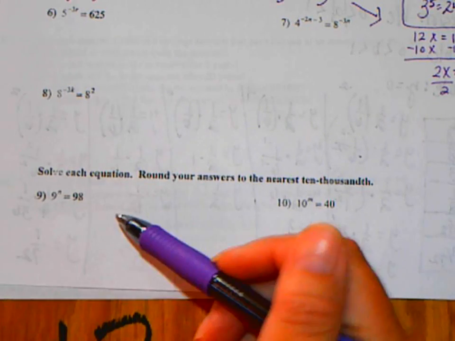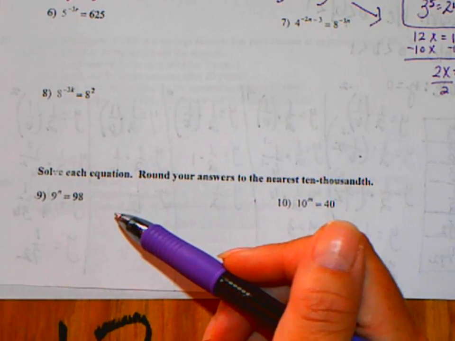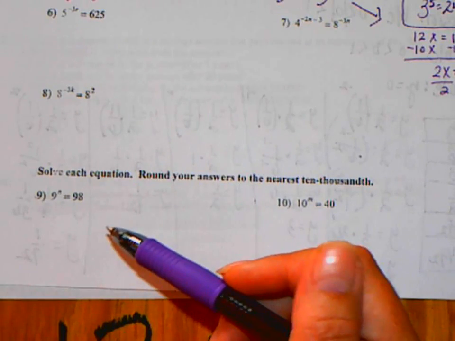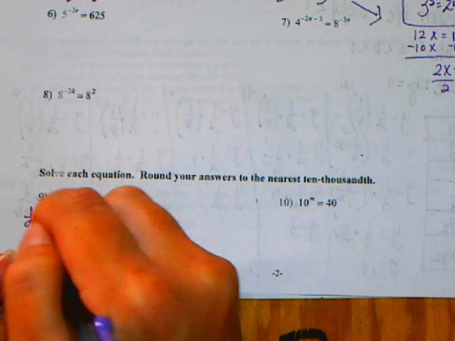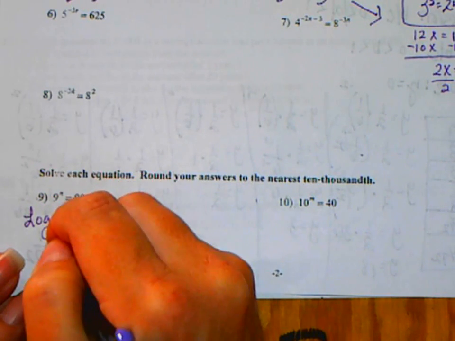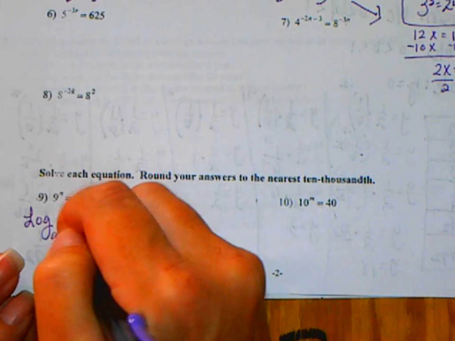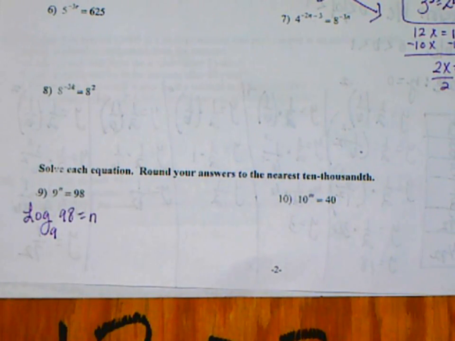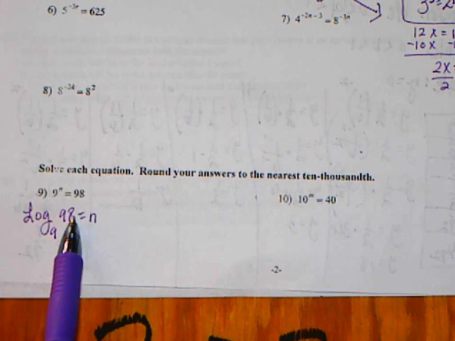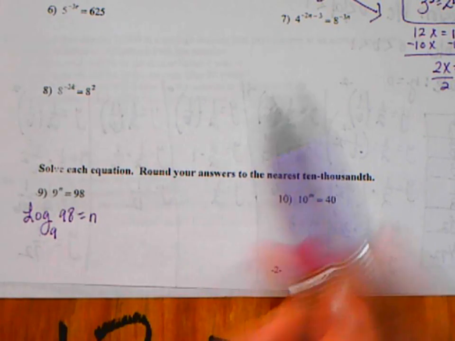So this is written as an exponential equation. I'm going to rewrite it as a logarithmic equation and see if that helps. So that would be log base 9 of 98 equals n. If we use a change of base formula, we can figure out what n is equal to. But you have to make sure you put the change of base formula in your calculator correctly, right? So remember, change of base, you do log of 98 divided by log of 9.